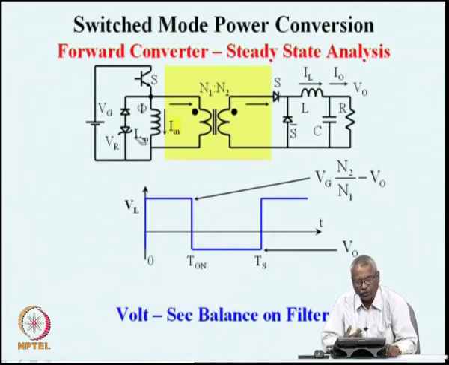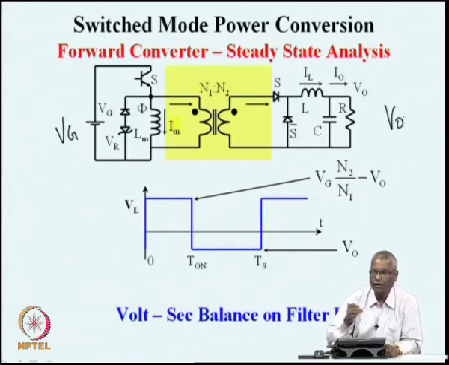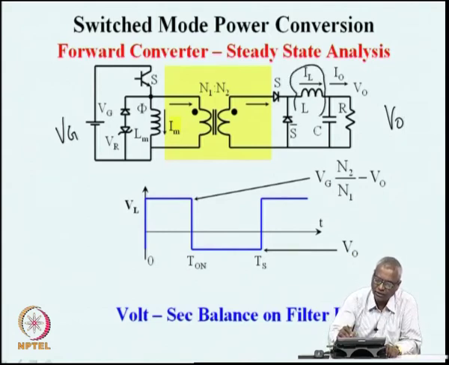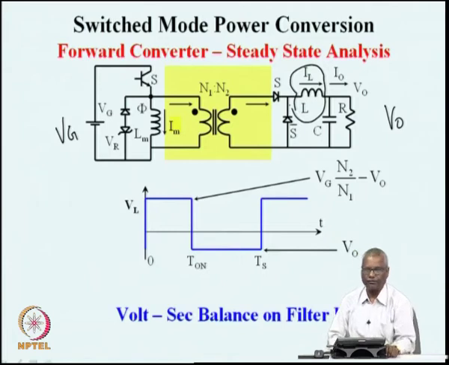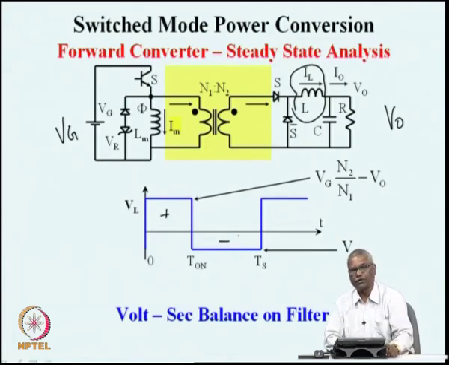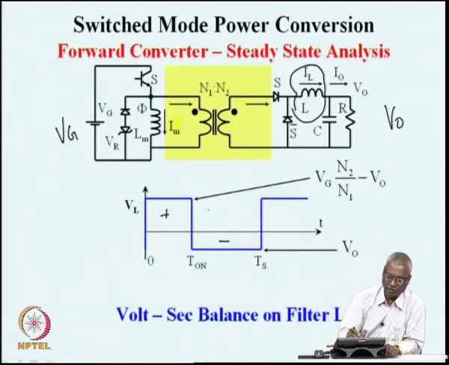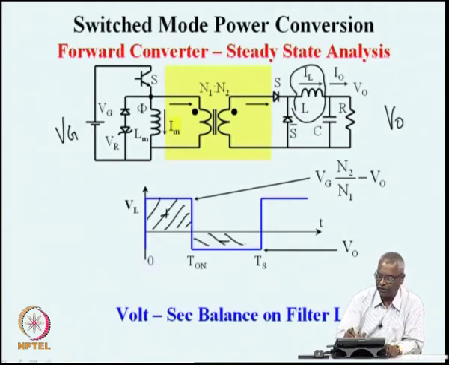We go back to the old method. Whenever we want to find out the relationship between Vg and V naught, we carry out a volt second balance condition on the inductor, where we find out what is the inductor voltage during the positive half and what is the inductor voltage during the negative half. If the inductor has to have a sustained operation, this positive half must be equal to the negative half.